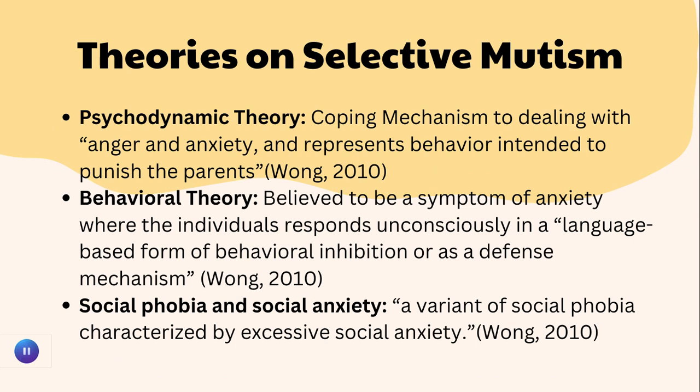So now let's look at the theories in selective mutism. How does selective mutism come about? Starting with the psychodynamic theory, it is believed that selective mutism is a coping mechanism to dealing with anger and anxiety and represents behavior intended to punish the parents. The second is behavior theory. It is believed to be a symptom of anxiety where the individual responds unconsciously in a language-based form of behavior inhibition or as a defense mechanism. The next is social phobia and social anxiety. It is believed that selective mutism is a variant of social phobia and is characterized by excessive social anxiety.